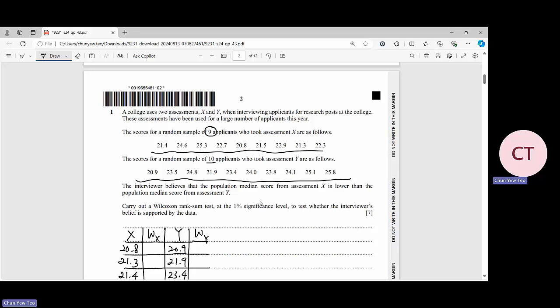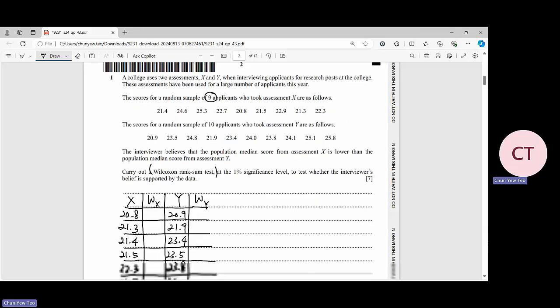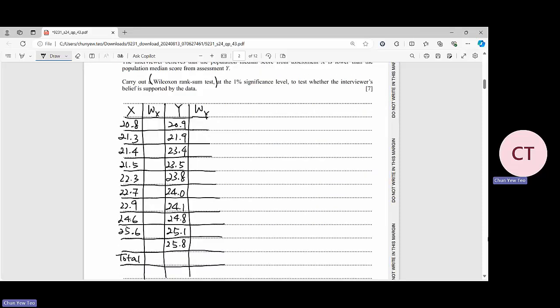The interviewer believed that the population median score from assessment X is lower than the population median score from assessment Y. Carry out a Wilcoxon rank sum test at the 1% significance level to test whether the interviewer's belief is supported by the data. For this question, they mentioned that we need to use the Wilcoxon rank sum test. To save time, I have built the table already.